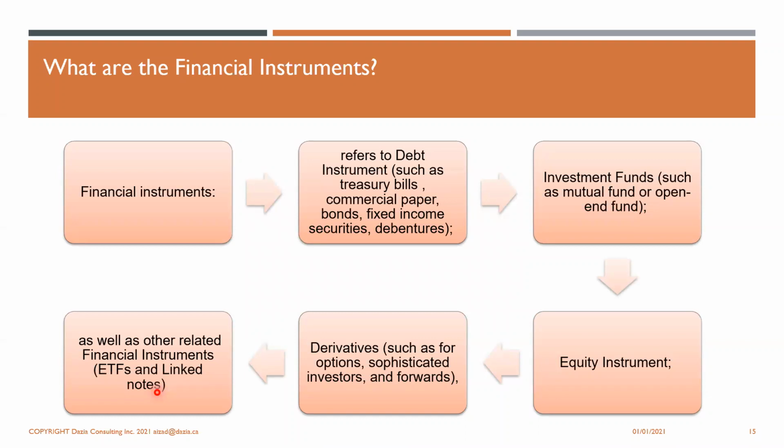We already mentioned this last time, but what are the financial instruments? There are debt instruments like the T-bills, commercial paper, bonds. Those are your debt instruments. There are investment funds like the mutual funds. There are equities like the stocks, and then derivatives, which are more like betting on the price. They're gambling. One party has an agreement with another regarding the investments. And then there are other investments also, like ETFs and linked notes and all.